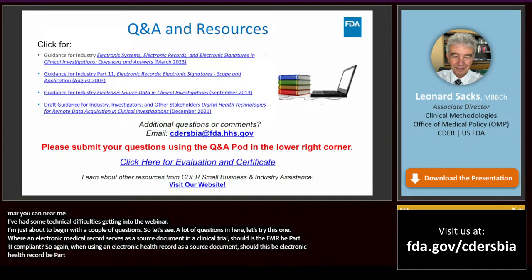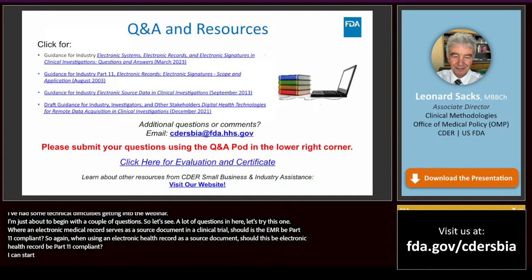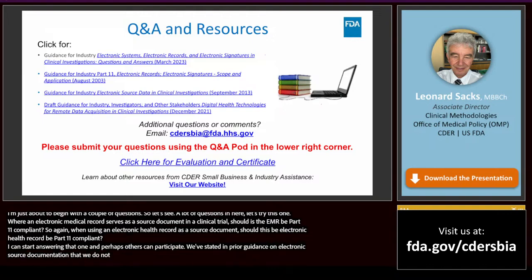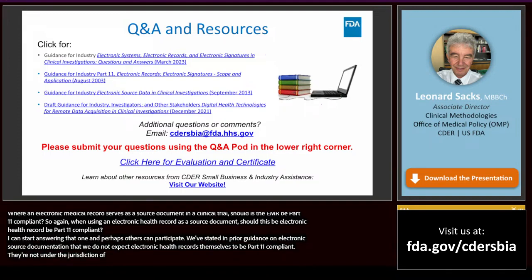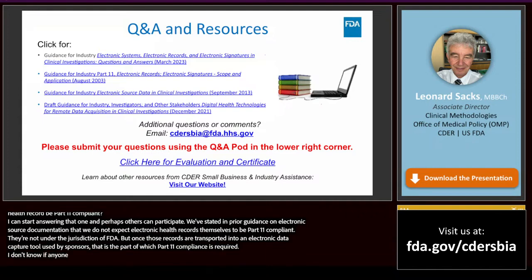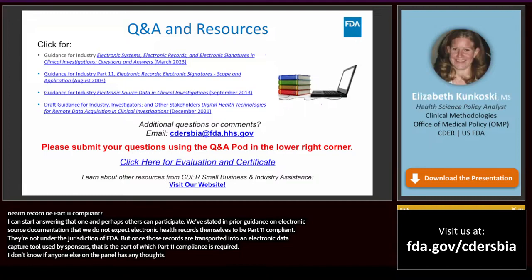I can start answering that one, and perhaps others can participate. We've stated in prior guidance on electronic source documentation that we do not expect electronic health records in themselves to be Part 11 compliant. They're not under the jurisdiction of FDA. But once those records are transported into an electronic data capture tool used by sponsors, that is the point at which Part 11 compliance is required. I don't know if anyone else on the panel has any thoughts. Perhaps Beth? No, I have nothing to add, Leonard.